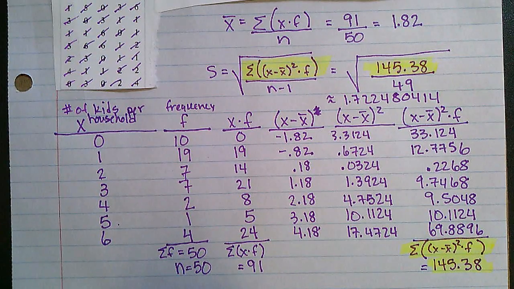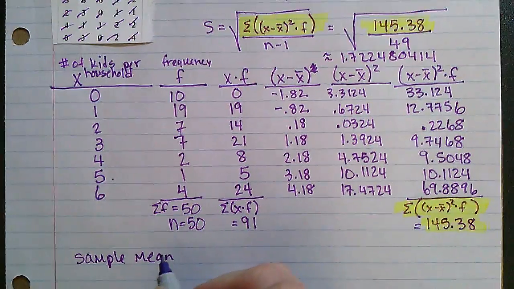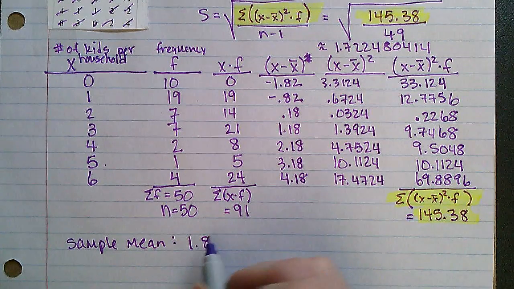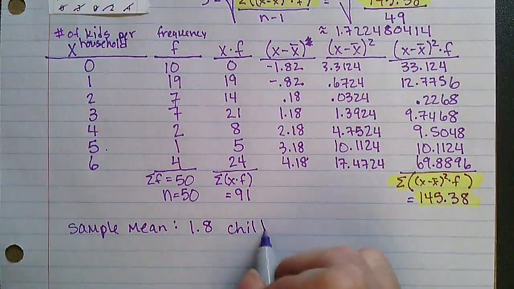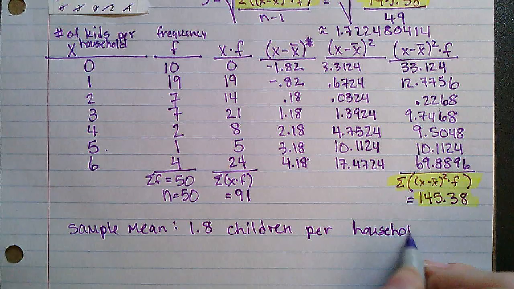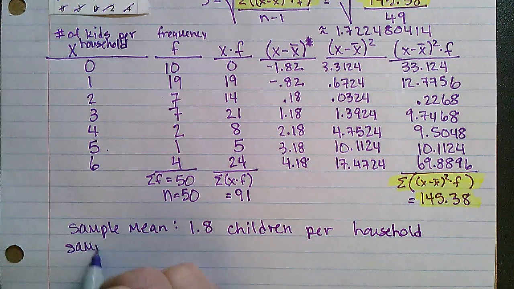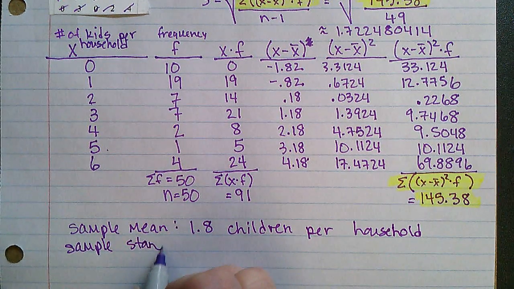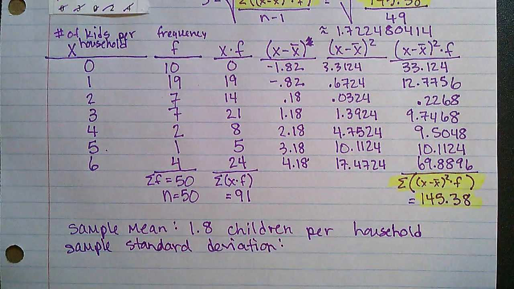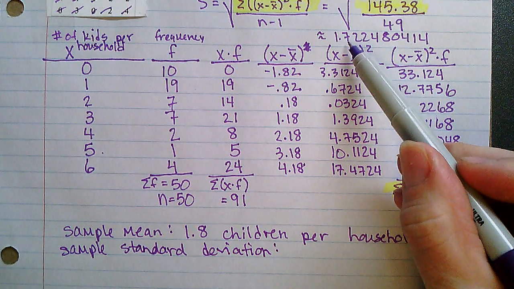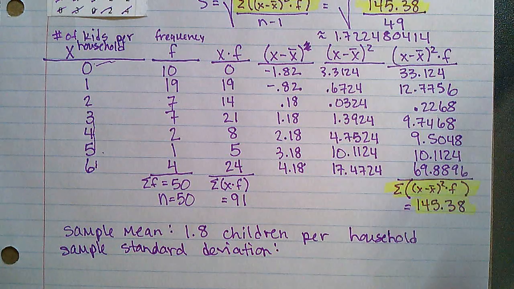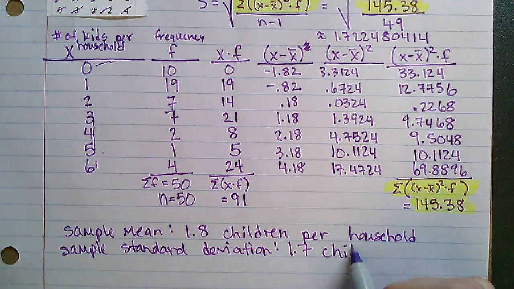So our sample mean would be 1.8 children per household. And our sample standard deviation would be, we're going to round to one decimal place further than our data, which were whole numbers. So that will be 1.7 children per household.